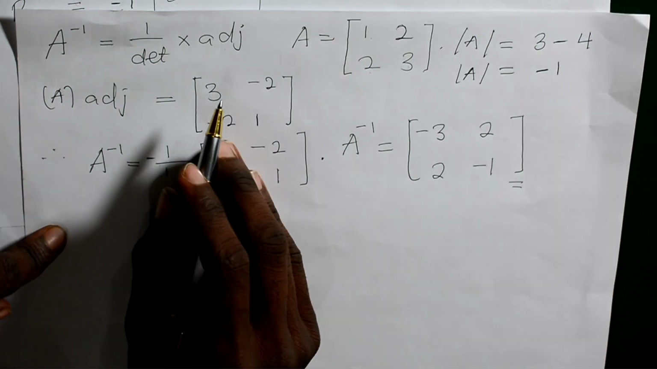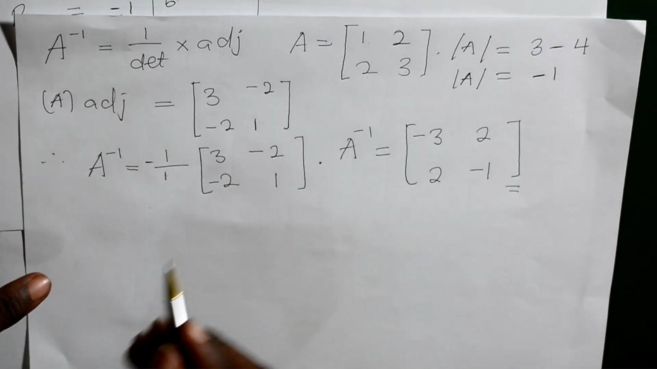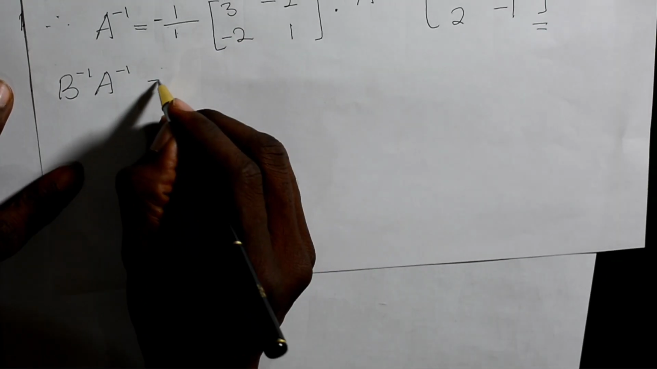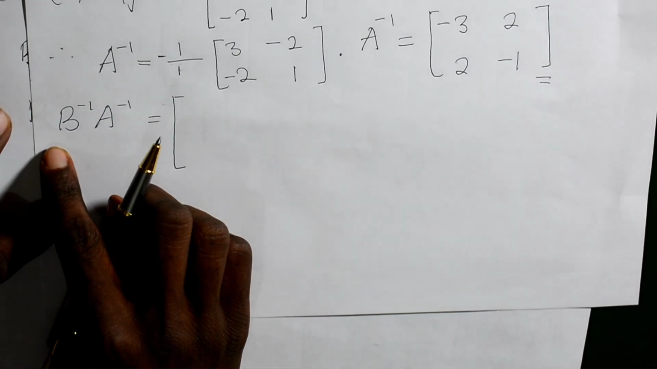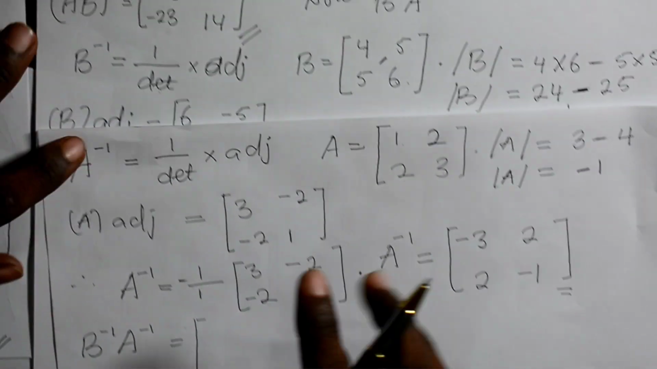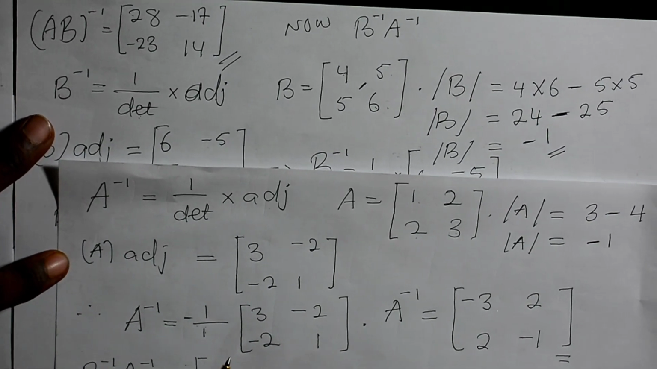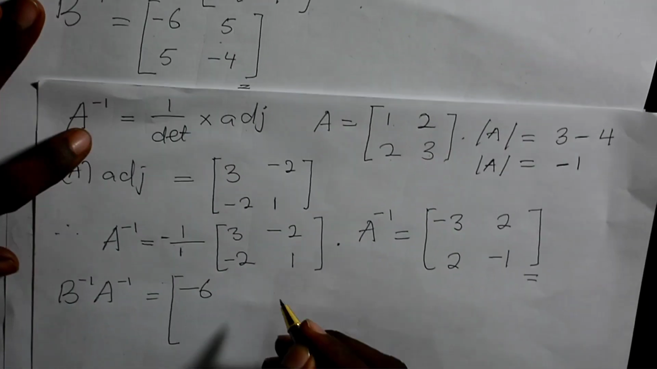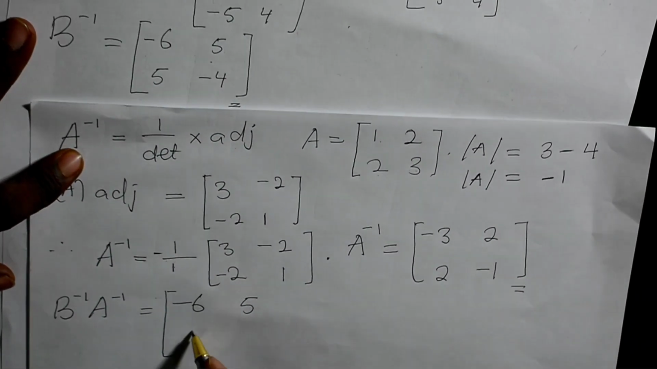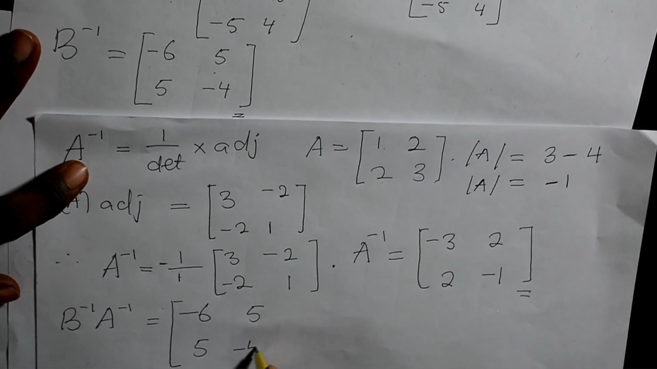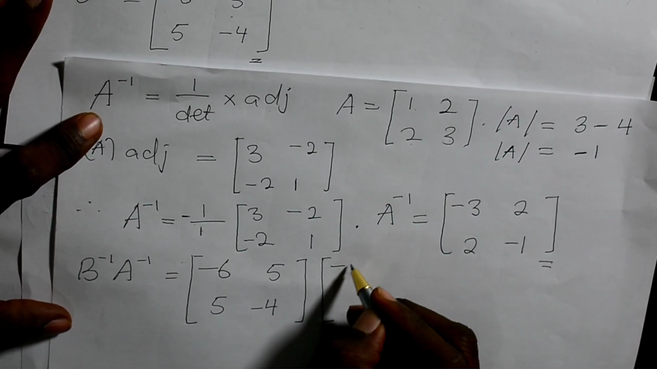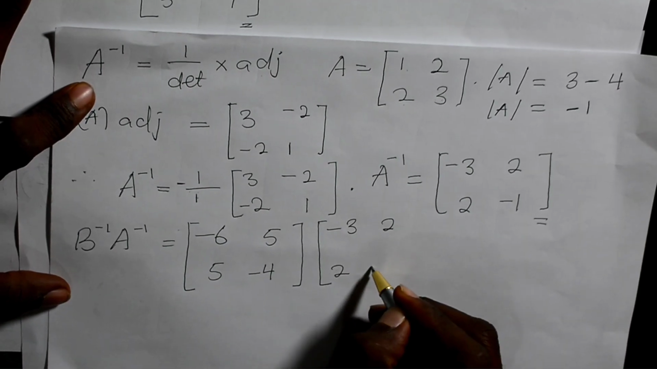So now we are going to multiply B inverse and A inverse. This is the matrix of B inverse. So now we are keeping it down and multiplying it with A inverse. That is minus 6, 5, 5, and minus 4. Then multiply by A inverse: minus 3, 2, 2, and minus 1.